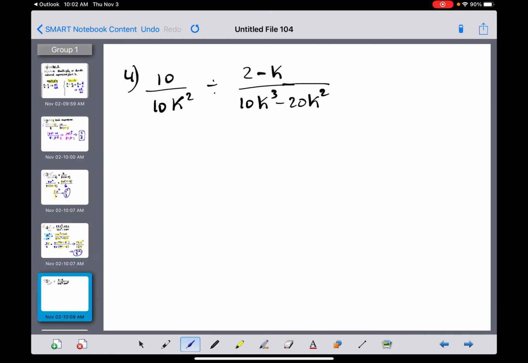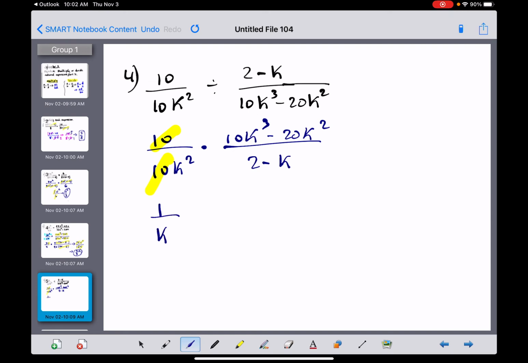So number 4, same thing as division. We're going to recopy and change it to multiplication. 10k cubed minus 20k squared. So by looking, you can cancel the 10, right? And then you should have 1 over k squared.